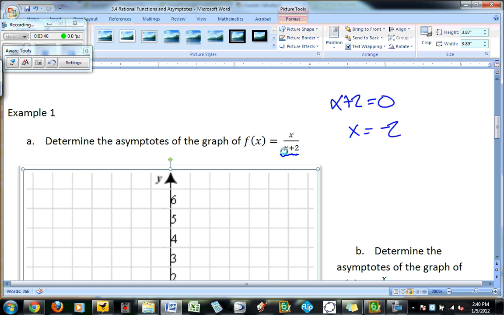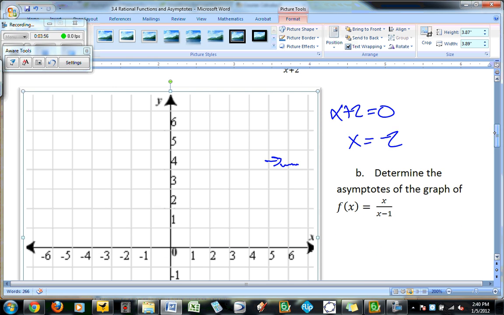In fact, if we chose negative 2 for this equation right here, negative 2 plus 2 is 0, and we all know we can't divide by 0. Therefore, we have a vertical asymptote at x equal to negative 2. So we have a vertical line at x equal to negative 2, like that, and our graph will never touch that line.